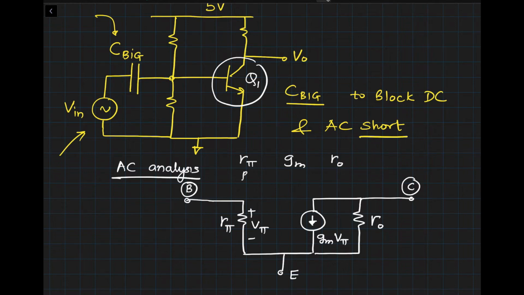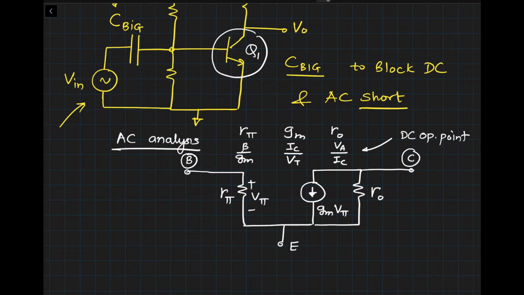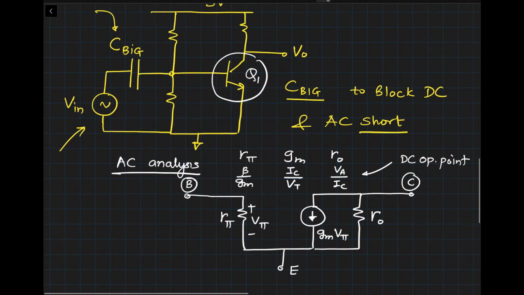Rpi is beta over GM, GM is IC over VT, and Rout is VA over IC. IC is the DC operating point current flowing through the transistor, collector current of Q1. So these are all from DC operating point. Now we will put in the rest of the devices, or the rest of the elements, for our AC analysis.